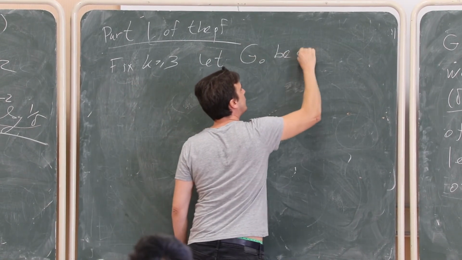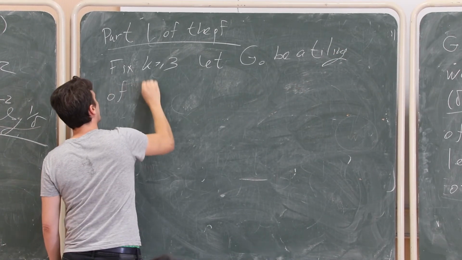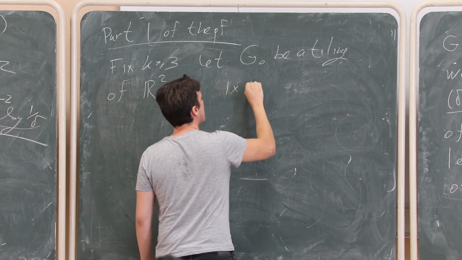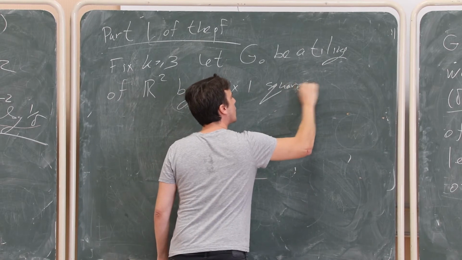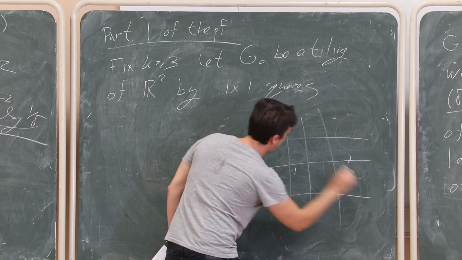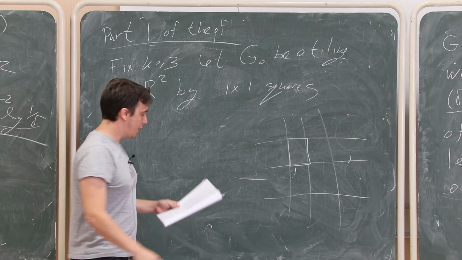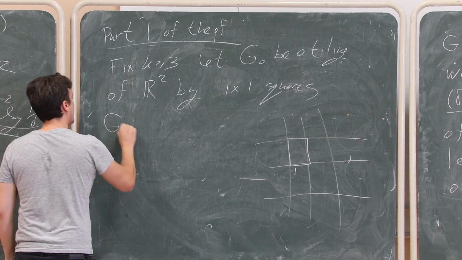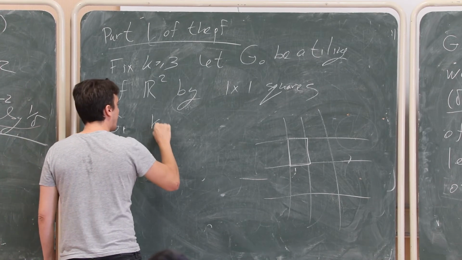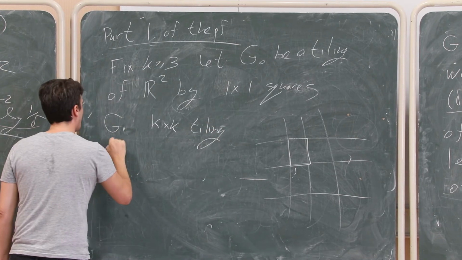G0 be a tiling of R2 by, what is it, 1 by 1 squares. Right, so this is just, I look at the, not on the lattice, I look at the actual squares. I just split all of R2 into squares. And then G1 is going to be a K by K tiling on top of G0.